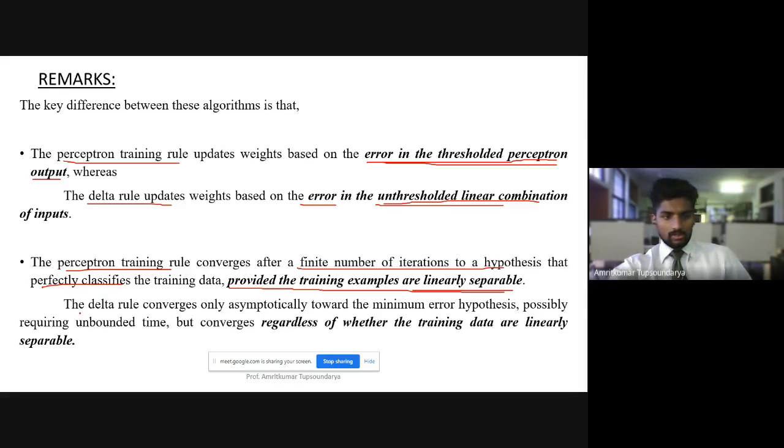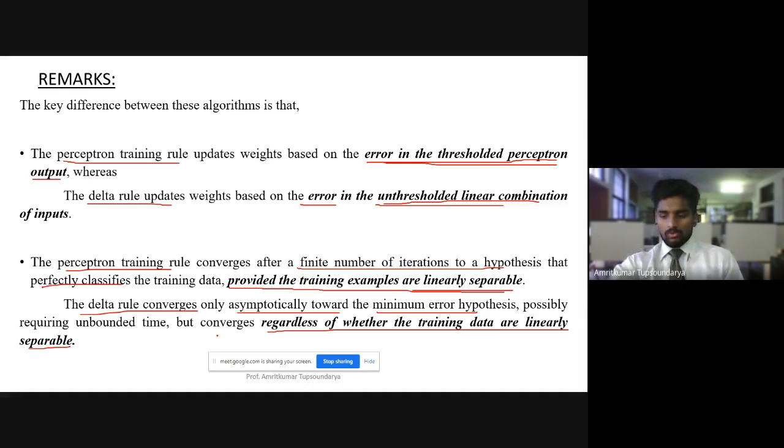So in that case, the delta rule converges asymptotically towards the minimum error hypothesis, possibly requiring unbounded time, but it converges regardless of whether the training data are linearly separable or not. Right? Whether the data is linearly separable or not, the delta rule will still converge asymptotically towards the minimum error hypothesis. So that is the difference between the perceptron rule and the delta rule.